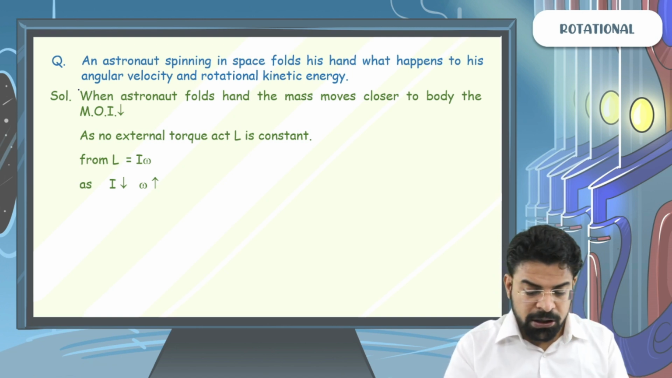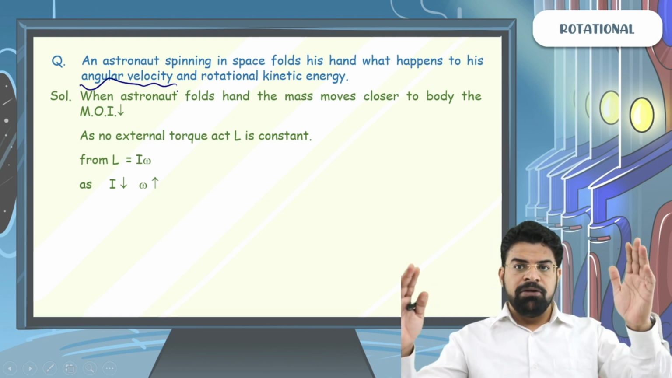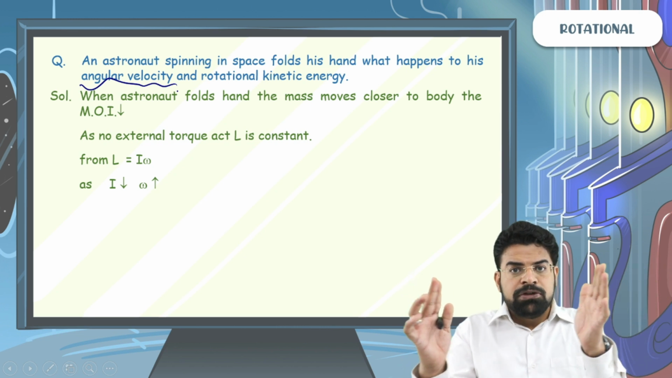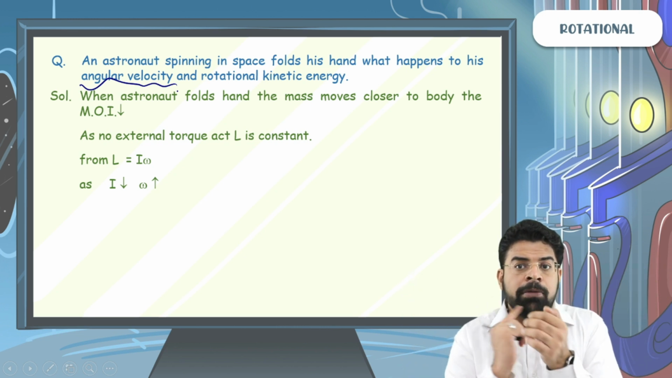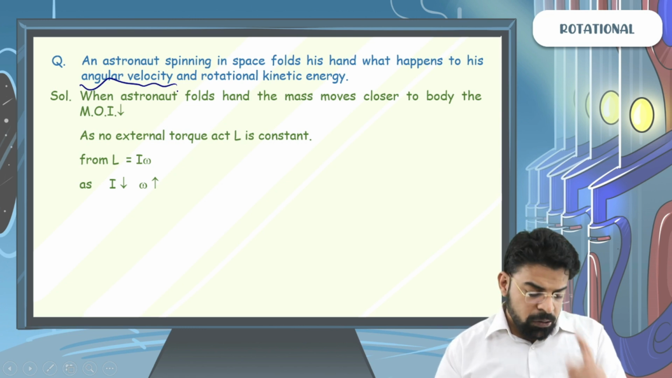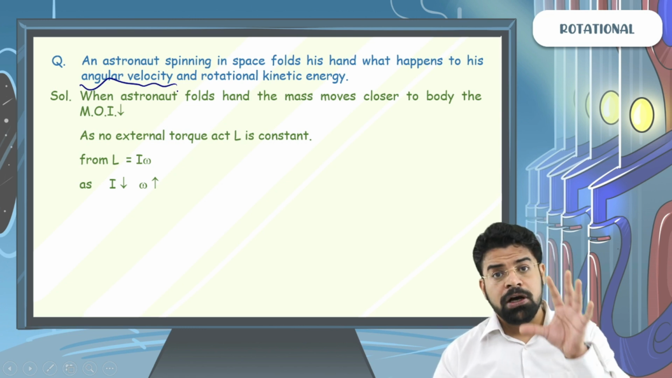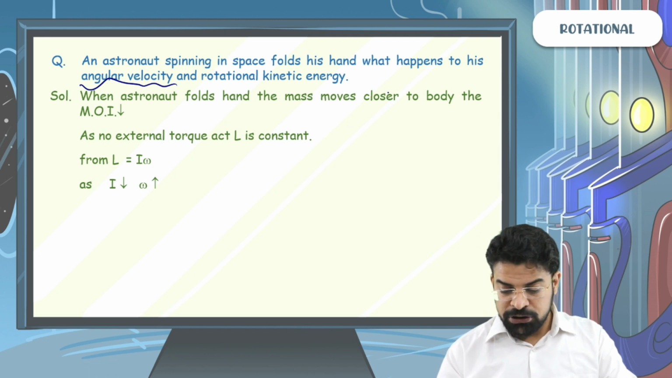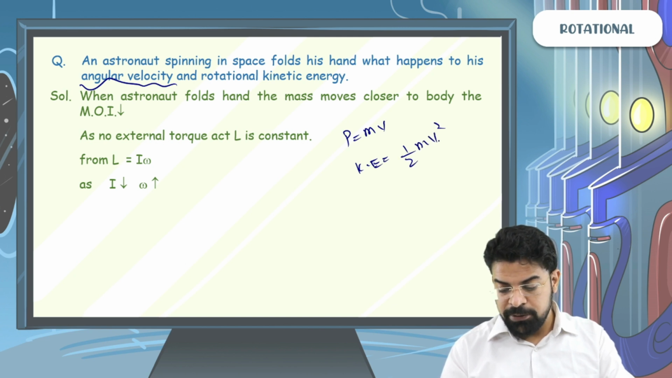What will happen to the angular velocity when the astronaut moves the hand closer to the body? The omega will increase, and the astronaut will start spinning faster. Now the next question is, what happens to the kinetic energy? Just like we know that p equals mv, kinetic energy equals half mv squared. That can even be written as half into m squared v squared by m. That can also be written as p squared by 2m.